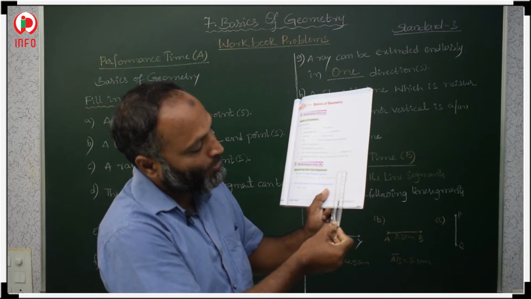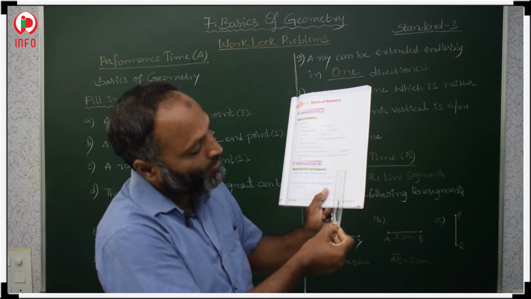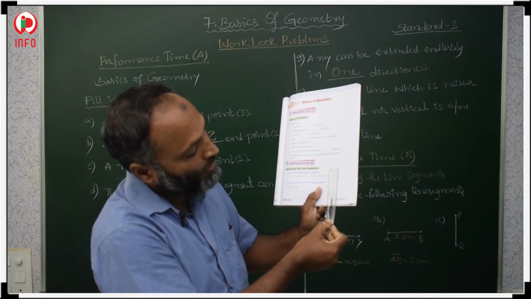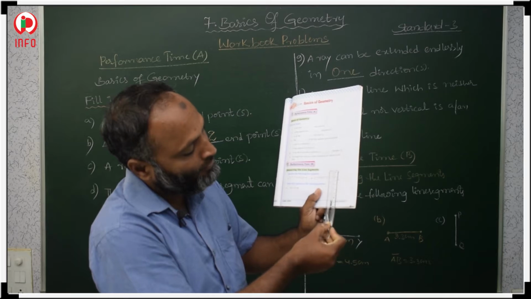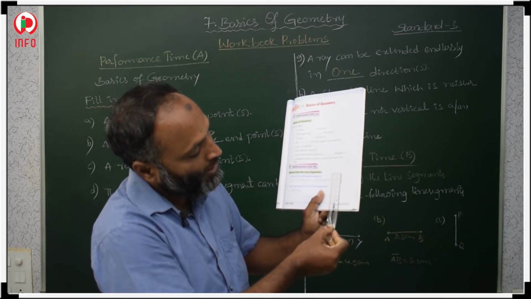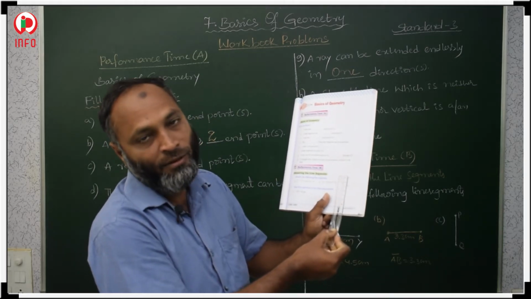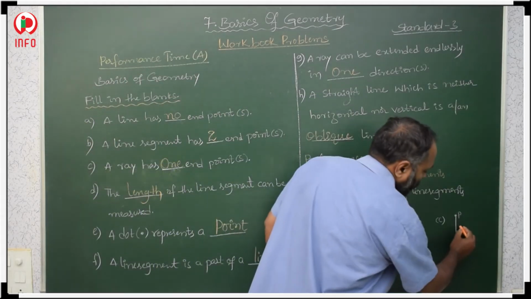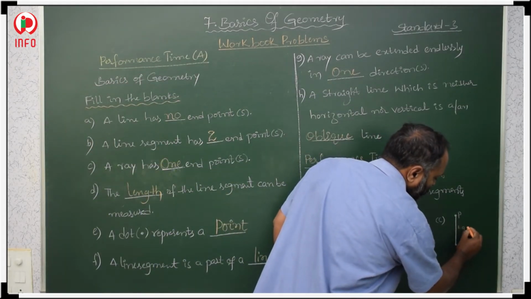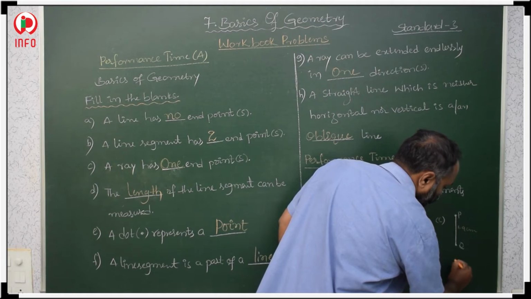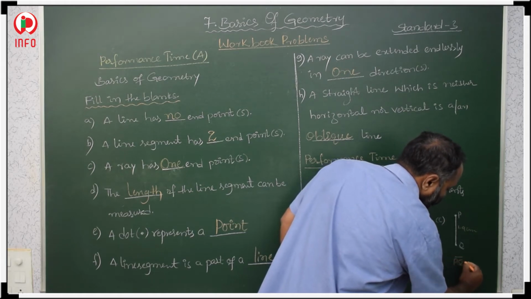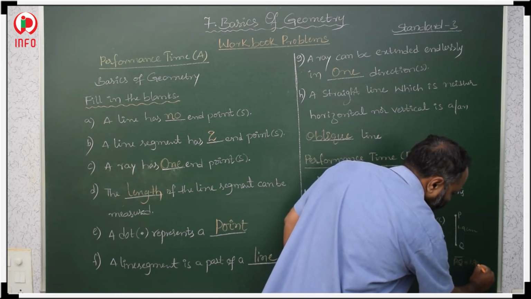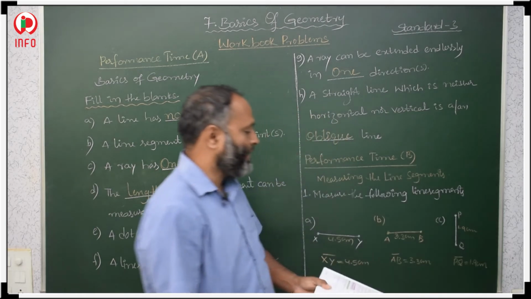That is exactly at 1.9 actually. Before 2 it coincides, at 1.9. So here the PQ line segment length is 1.9 centimeters. Here we have to write the PQ line segment length, 1.9 centimeters, like this.